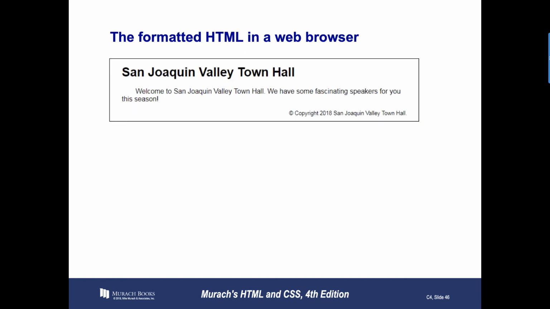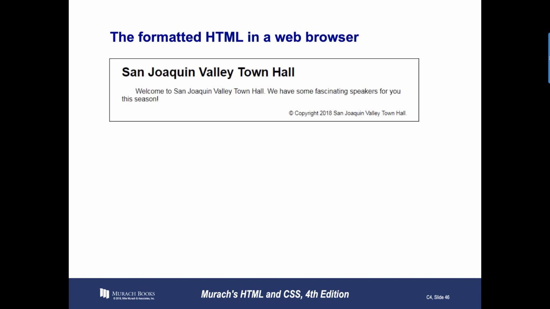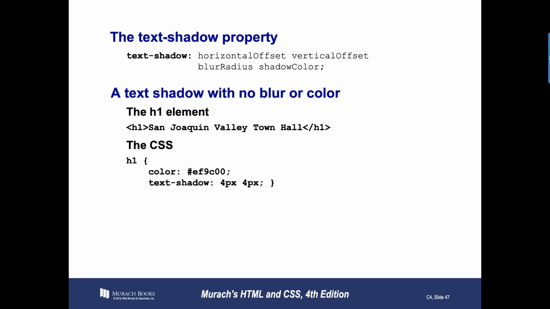So look at this. So you can see that that line is indented. Do you see that right there? Right below where it says welcome to San Joaquin. Okay. And then the footer, right, is text aligned right, and you can see that it's aligned right. All right? Lots of cool stuff.